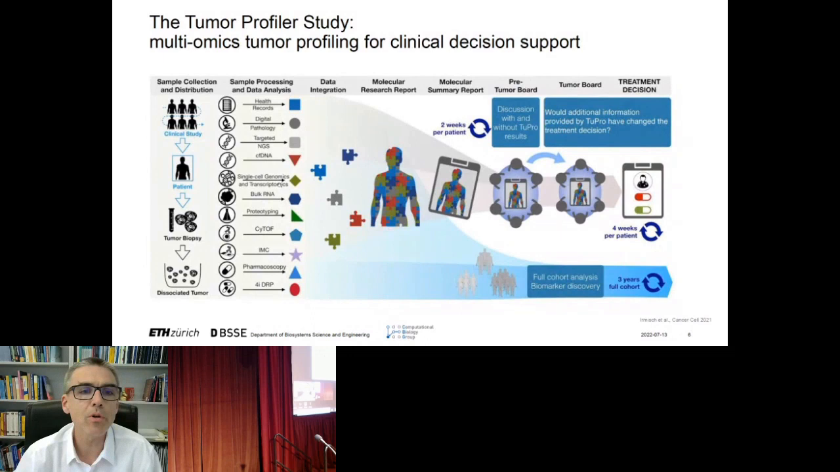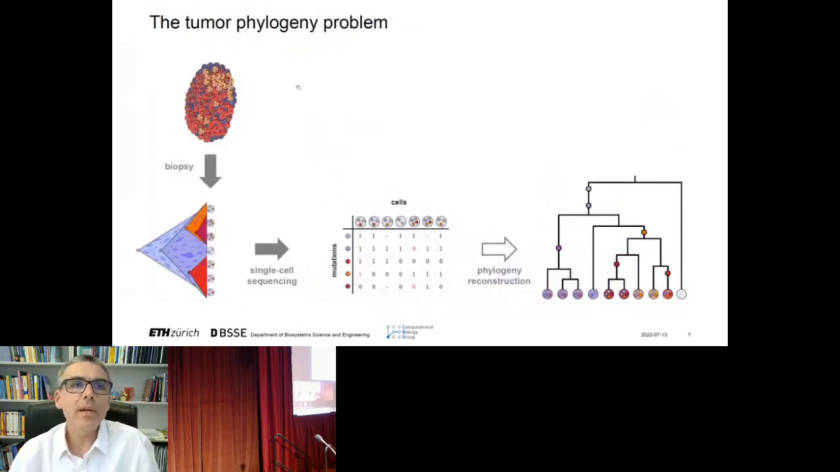Now, in this project, one of the technologies refers to single-cell DNA and single-cell RNA sequencing. So that is the technology we have been involved in and we have been working on. And I want to show you some of the things that we have done in the course of this project. So let me go back now to the tumor phylogeny problem.